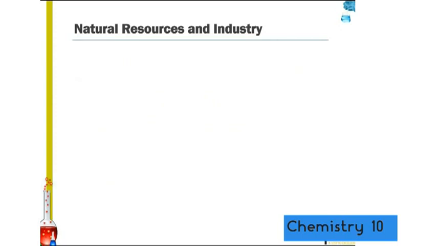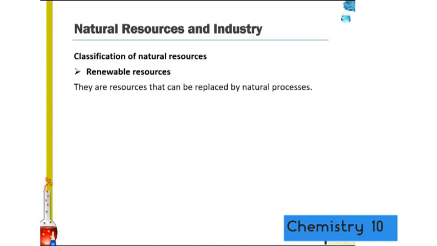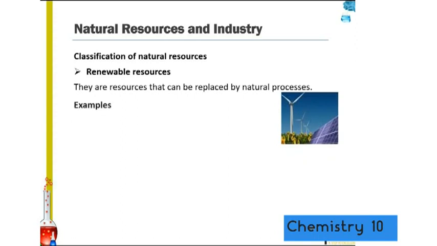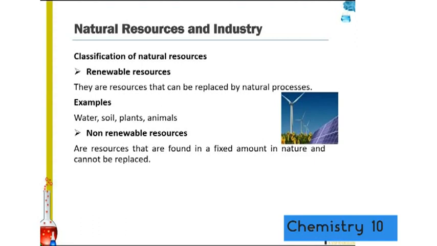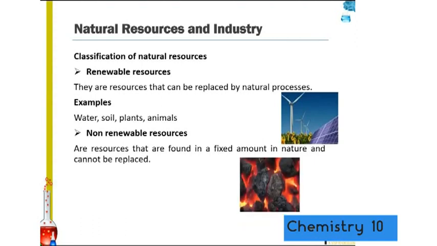Natural resources can be classified into two categories. Renewable resources, which are resources that can be replaced by natural processes, which include examples of water, soil, plants, and animals. And the second category, which is non-renewable resources, which are resources that are found in a fixed amount in nature and cannot be replaced. Some examples of these include natural gas and coal.